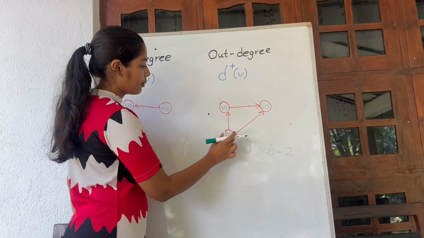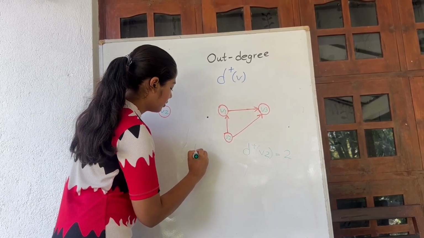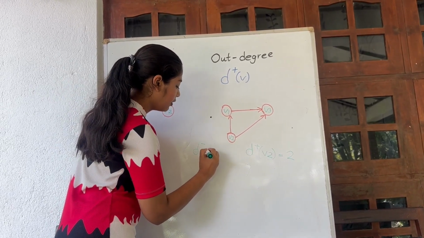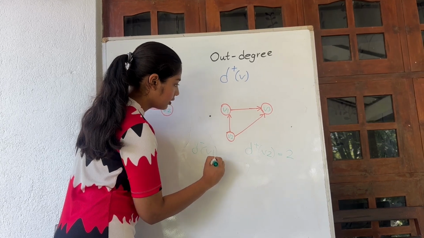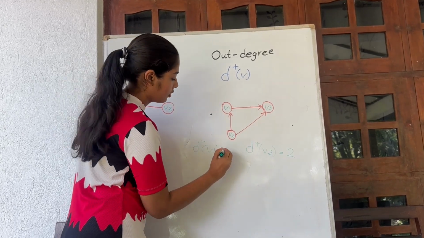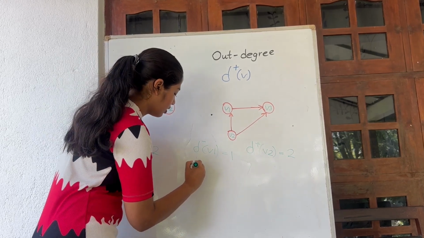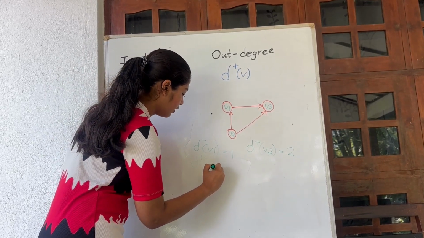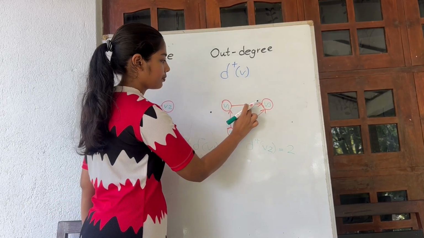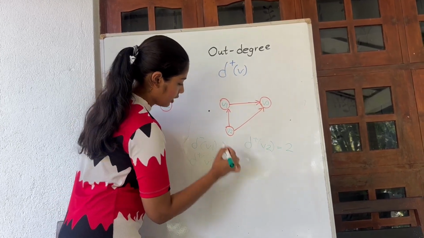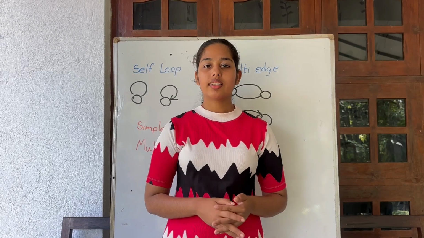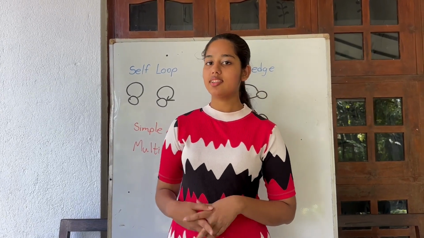In this example, the in degree of V1 is 1 and the out degree of V1 is 1. Now let's move on to the next part.